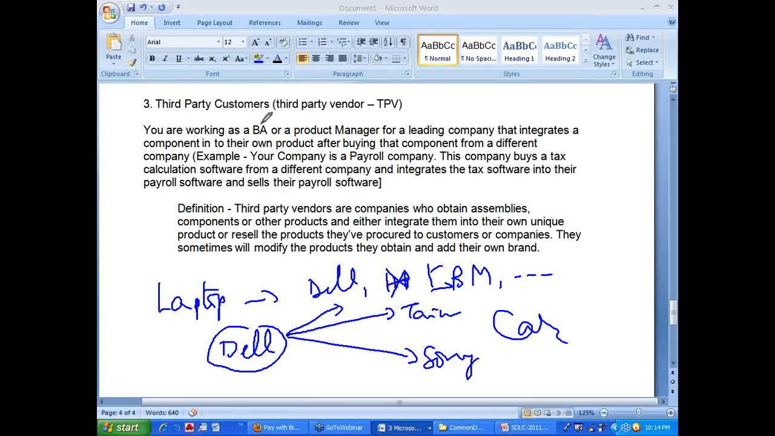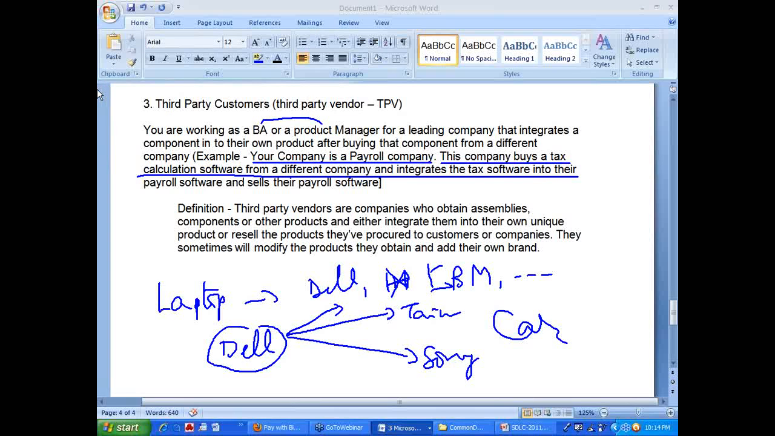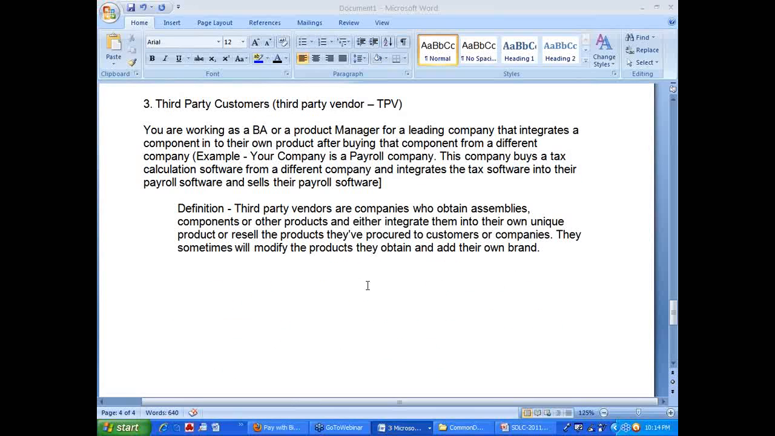You are working as a BA or a product manager for a leading company that integrates a component into their own product after buying the component from a different company. So your company is a payroll company, but you don't specialize in tax. Tax keeps changing a lot. So this company buys a tax component from a different company, integrates that into their own software, and sells their own payroll software. So this is another model, entirely different. If you are a BA working in this type of model, what do you do? That is the question.